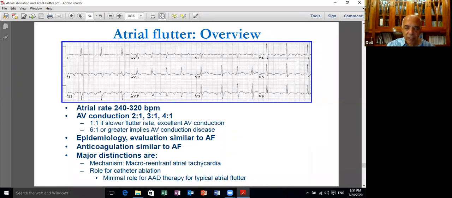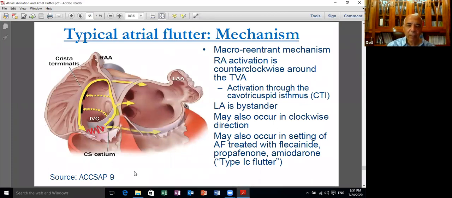The major distinctions between atrial fibrillation and atrial flutter are in the mechanism and in the role of catheter ablation, which is a class 1 recommendation in patients with chronic atrial flutter, and a class 2 recommendation in patients with atrial fibrillation in the absence of previous antiarrhythmic drugs. So here we have a macro re-entry circuit, and re-entry as a mechanism of arrhythmia requires a simple thing. Don't confuse yourself with too many requirements.